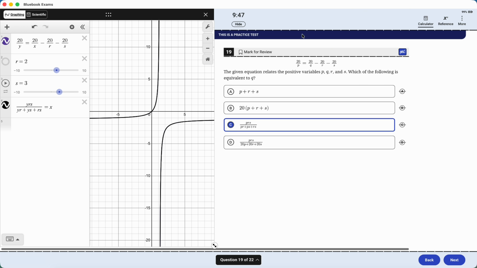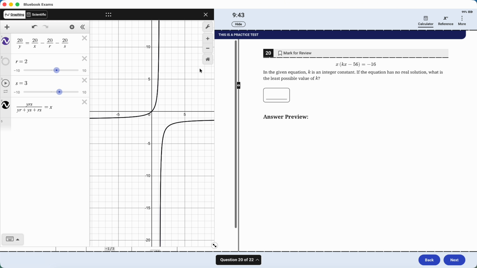So if you know that, and you know that you should do that once you read it, those last two equivalent ones are really easy.